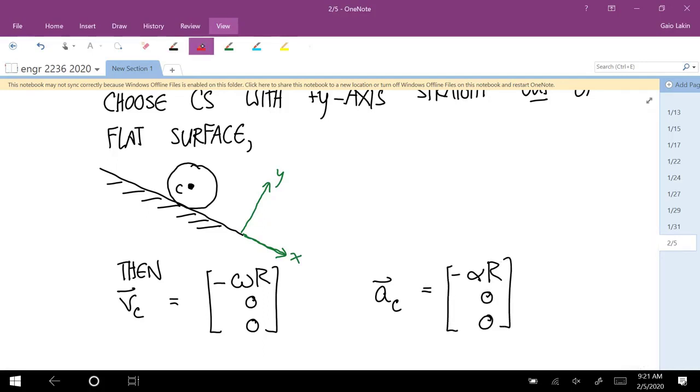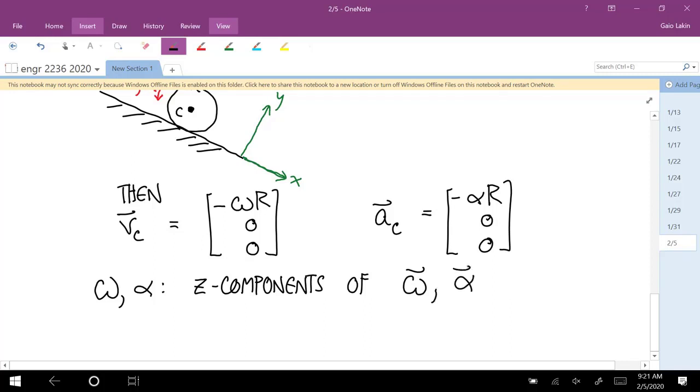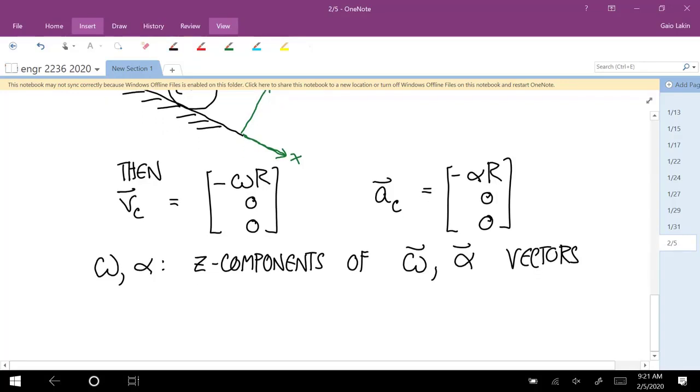And so what we're talking about here is, we're assuming that a positive value of the angular velocity and the angular acceleration are counterclockwise. You can think of omega and alpha as the z components of the angular velocity and angular acceleration vectors. And r is the radius of the wheel, ball, etc.